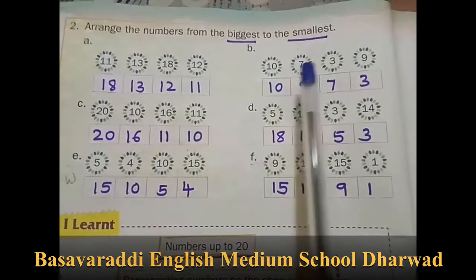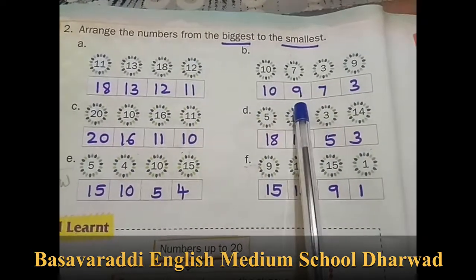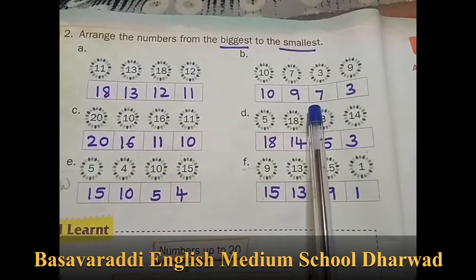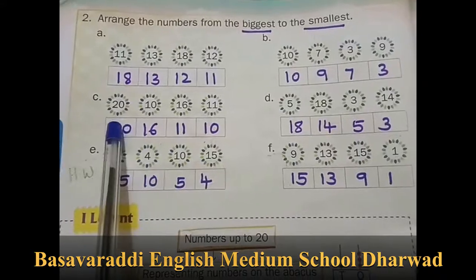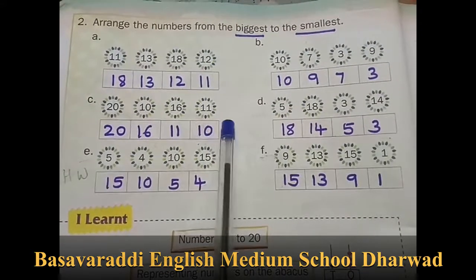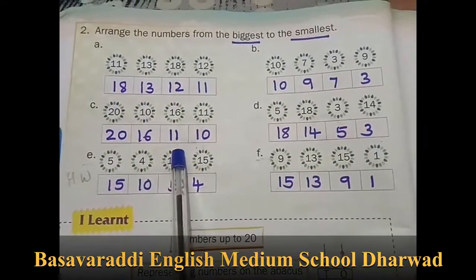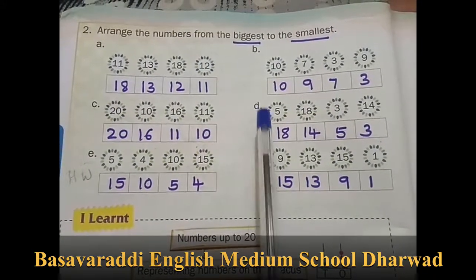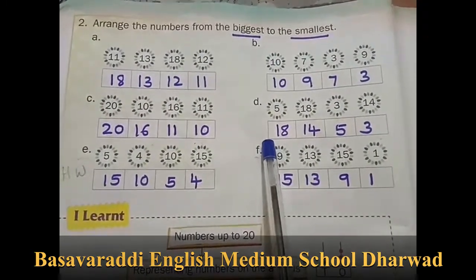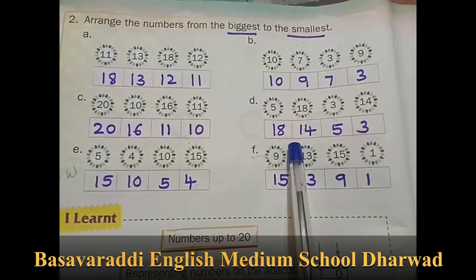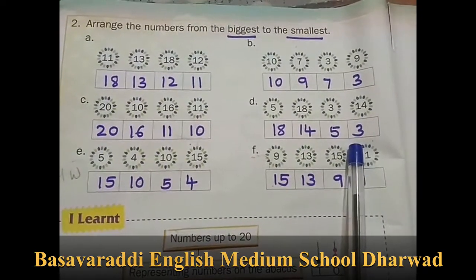B: 1, 10, 7, 3, 9. So 10 is bigger, 9 is a little smaller, 7 is a little smaller, and 3 is the smallest. C: 1, 20, 10, 16, 11. Here 20 is biggest, then 16, afterwards 11 and 10. D: 1, 5, 18, 3, 14. Which one is biggest? 18 is biggest, afterwards a little bit smaller 14, then 5, and the smallest is 3.